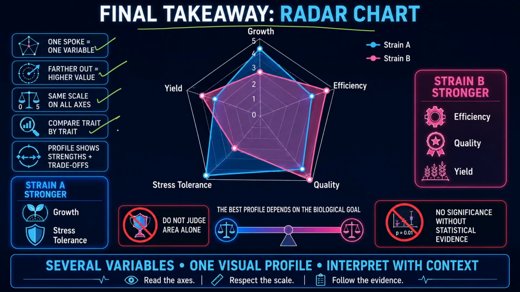Here, blue strain A is stronger in growth and stress tolerance, whereas pink strain B is stronger in efficiency, quality, and yield. The overall shape helps us identify strengths and trade-offs, but we should never judge the enclosed area alone. Neither profile is automatically the best. The preferred strain depends on the biological goal. We must also never claim statistical significance without supporting evidence such as sample sizes, error bars, and statistical tests. So check the axis, legends, and scale, compare every trait separately, and interpret the complete profiles within their biological context. Remember, read the axis, respect the scale, and always follow the evidence.